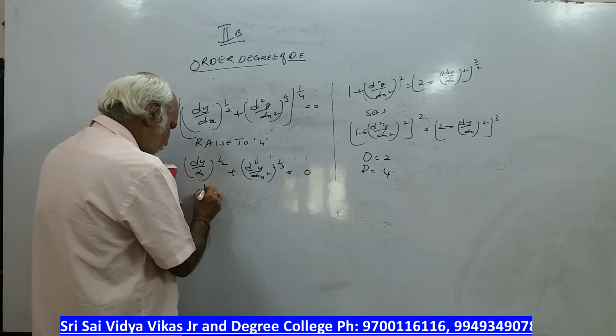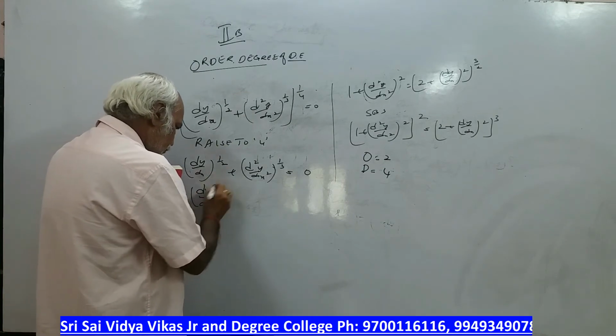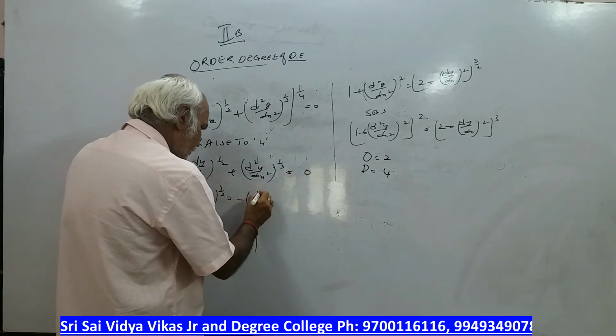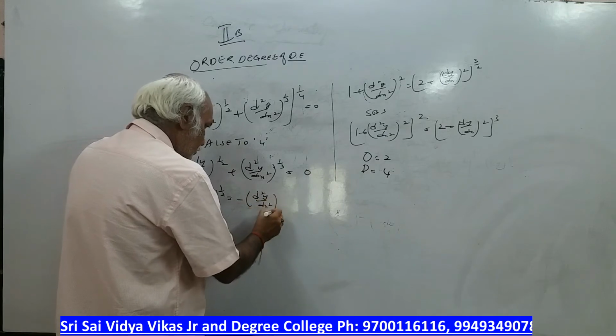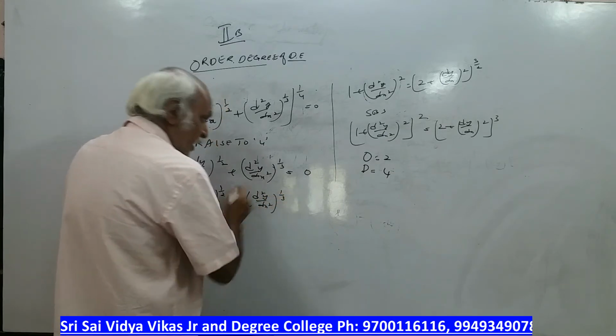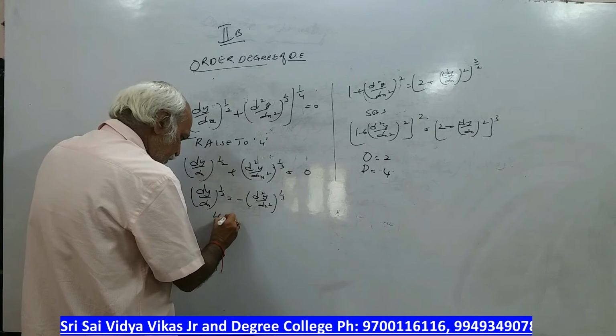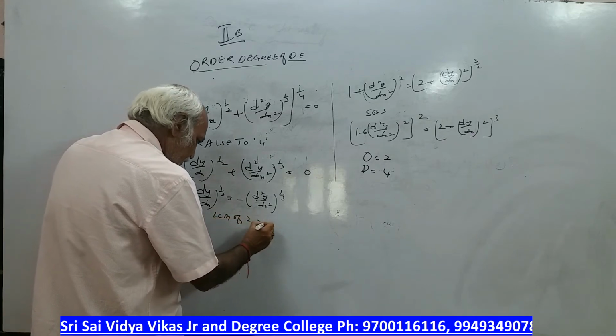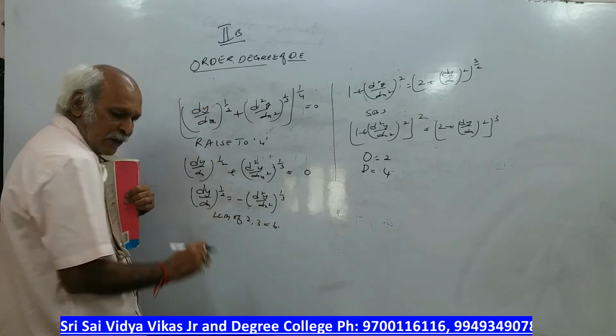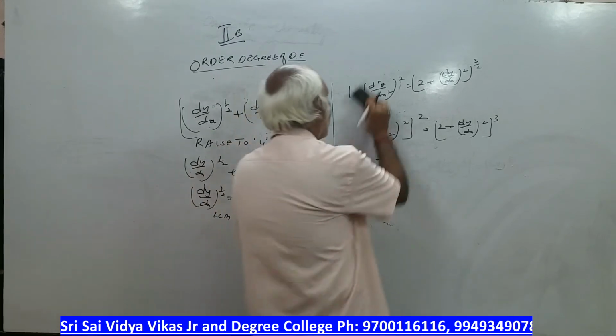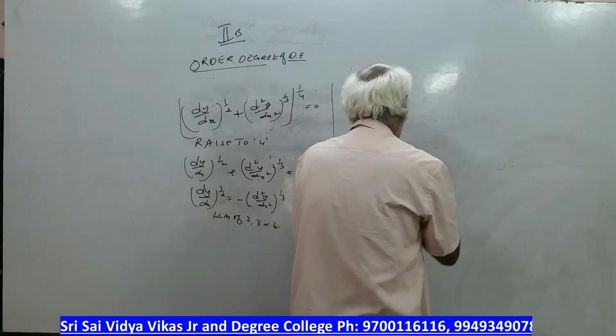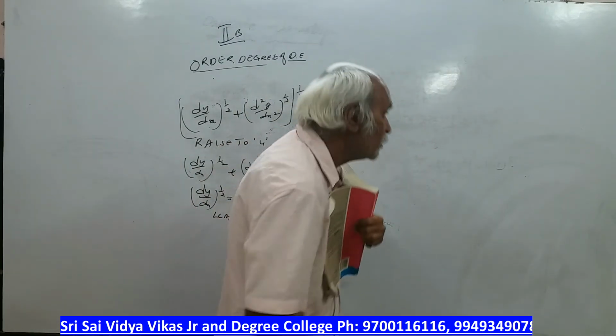Again, (dy/dx) whole raised to 1/2 is equal to minus of (d²y/dx²) whole raised to 1/3. I brought the term this side. Now here LCM of 2 and 3 is 6. So again, raise to 6.